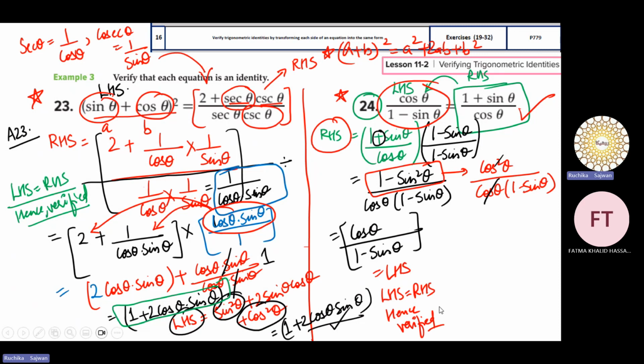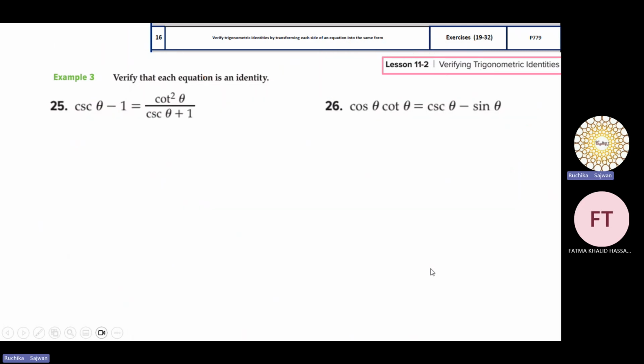By now, I hope you have understood one important point, that there is no definite method to solve questions on lesson 11.2, verifying trigonometric identities. You have to apply your brain. You have to practice a lot so that you can reach the correct step for each of the questions. Okay, so with that, we are ready to proceed to the next question. So 25, 26 coming up next. Let's solve 25.